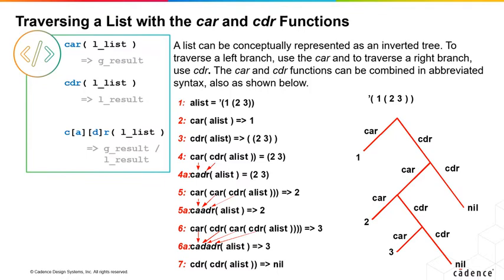And finally, if we decided to look for the end of the list, we would do a CDR, a CDR, which will get the tail of the list, 2, 3, and then one more CDR gets us the final nil, which is the empty list.